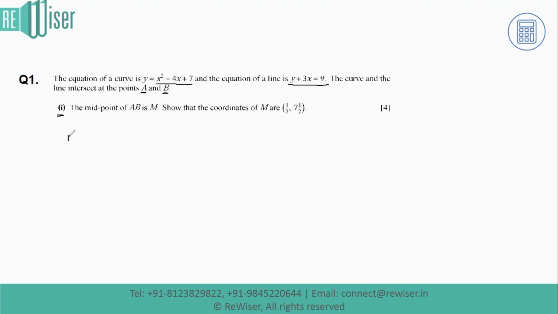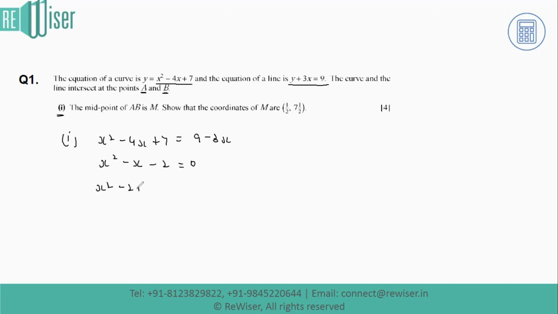Now, to answer the first part of the question, we first need to find the points of intersection A and B. So we'll equate the y values of both the equations. So x square minus 4x plus 7 is equals to 9 minus 3x. So that's the y value from this equation. So that means we can write x square minus x minus 2 equals to 0. So that's the quadratic equation that we got. So we'll solve it out.